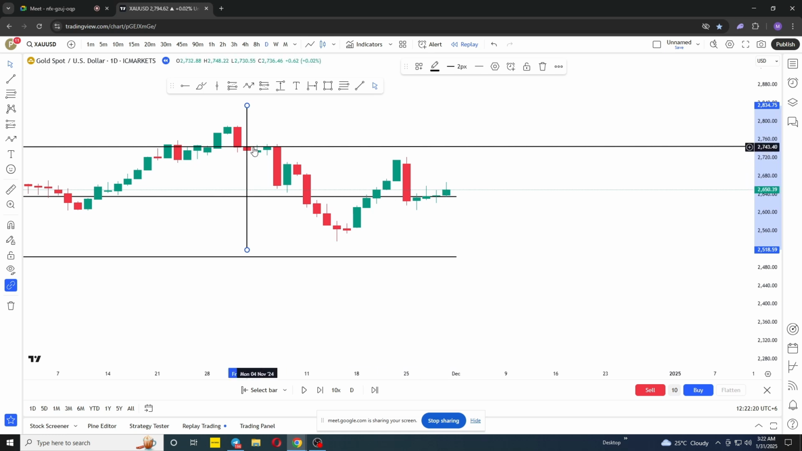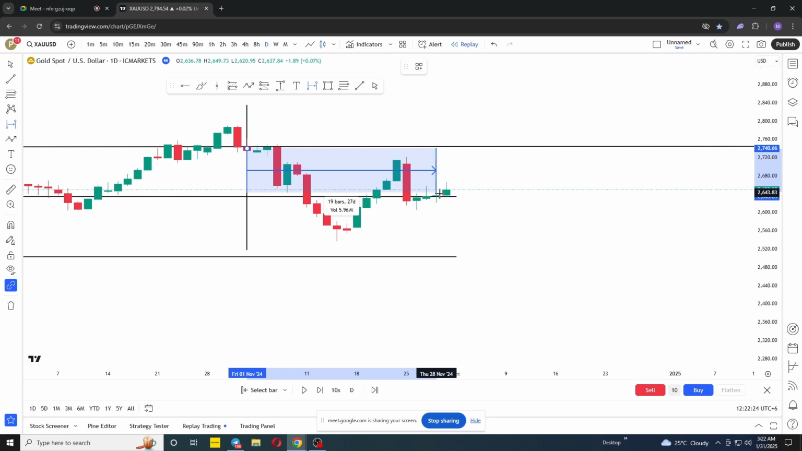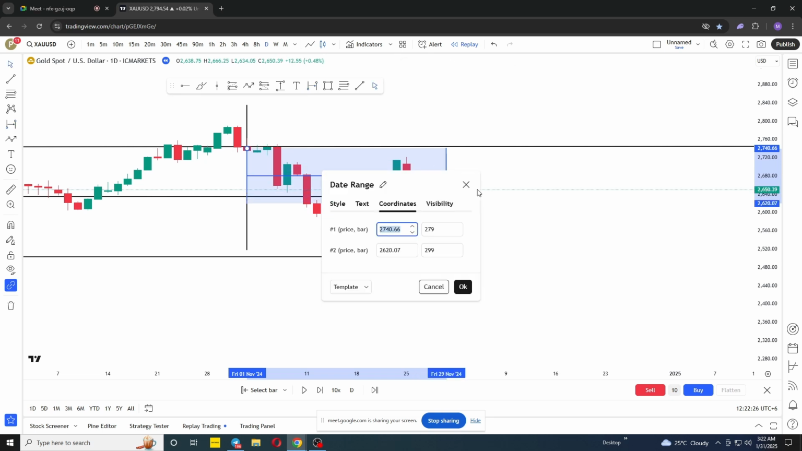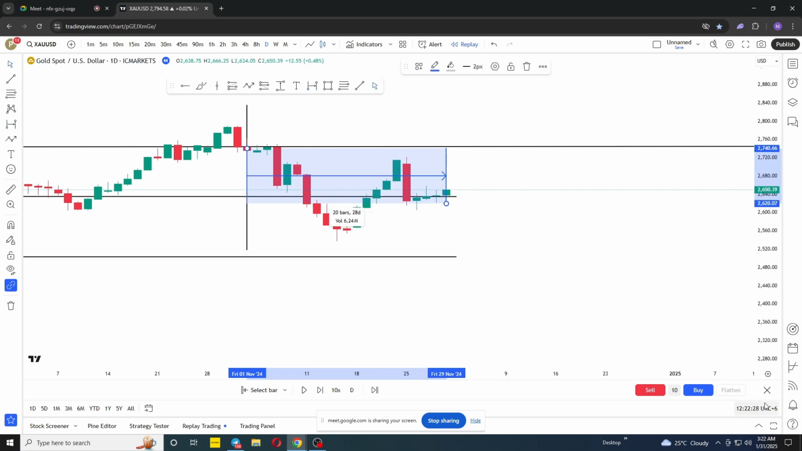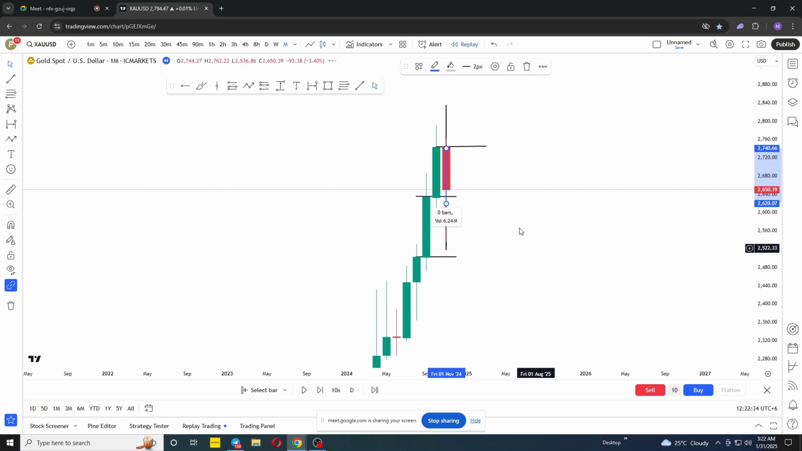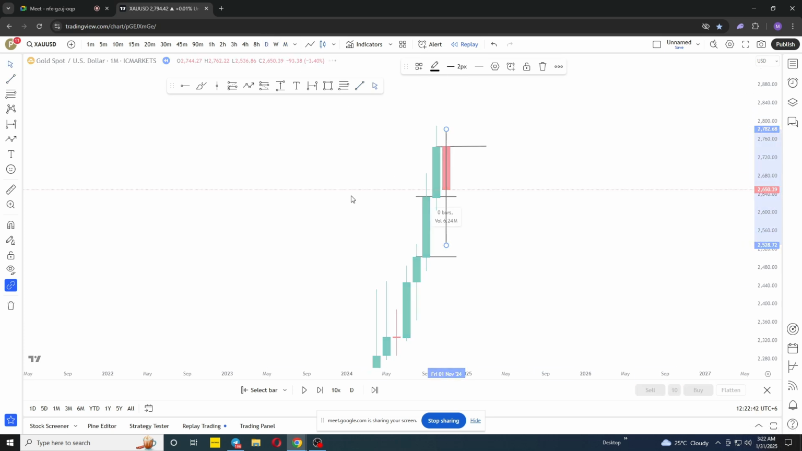If you count from here to here, there should be about 22 bars, but two days seem to be missing here, and I'm not sure why. Okay, let me check. Let me remove it and draw again. Today is the last day of the month, right? So it should be 22 bars.